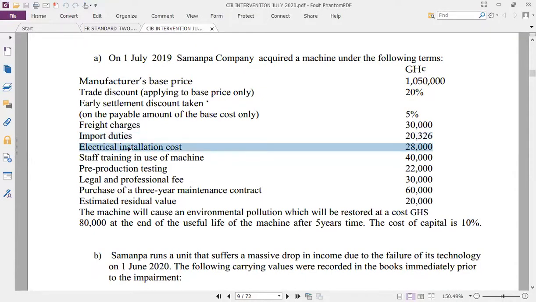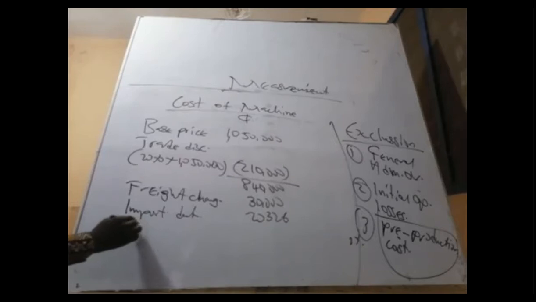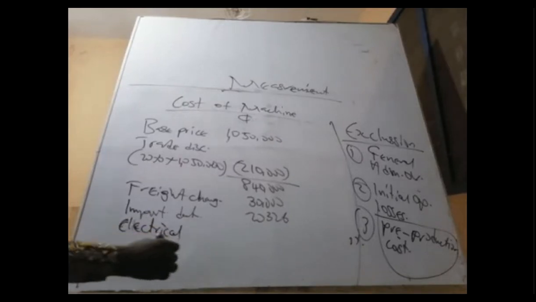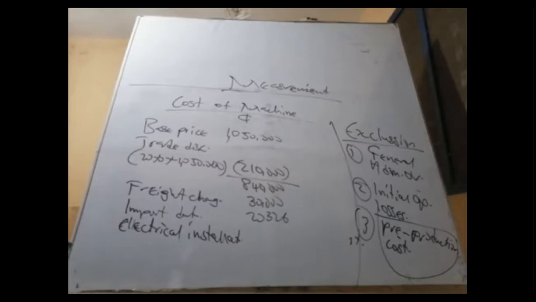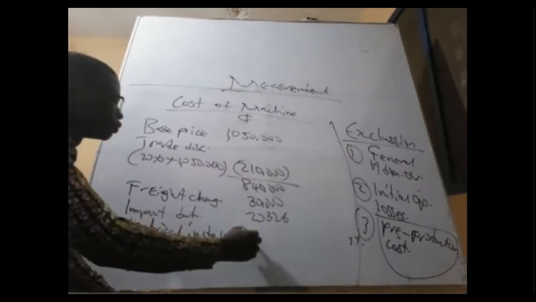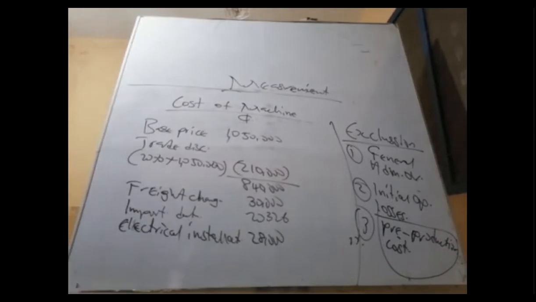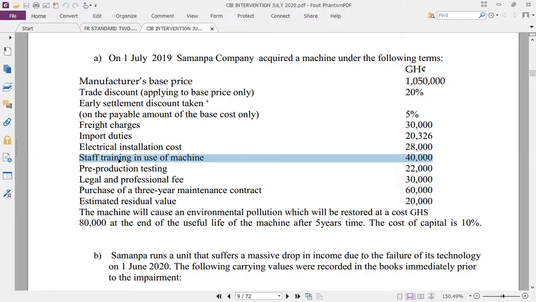Electrical installations will be part. Electrical installation cost 28,000. Yes, must be part. So electrical installation, which is 28,000. The next item on the list, quickly. Staff training cost. Should it be part? No, it must be expense. Staff training cost, use of the machine, should be expense. Then pre-production testing should be part.